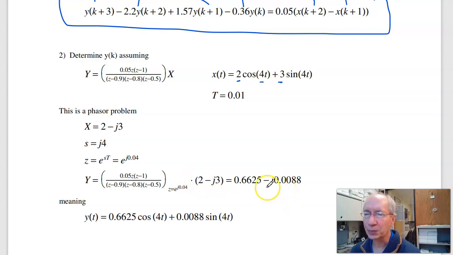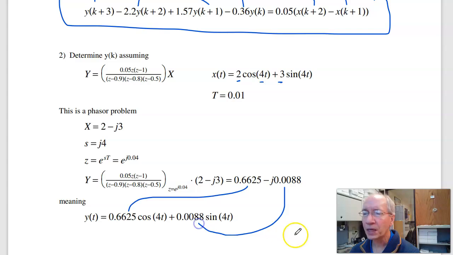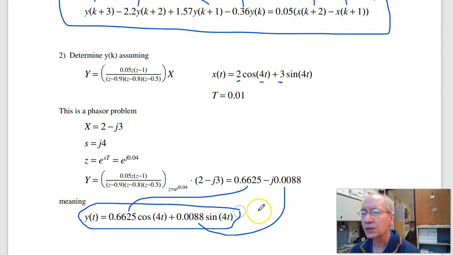Now, just like in the s-plane, that's a representation of a sine wave. The real part is cosine, minus j is sine. So here's the answer. So again, analyzing filters in the z-plane is just like the s-plane. The only difference is I have to know the sampling rate, and z is e to the st. Otherwise, it's just a complex number.